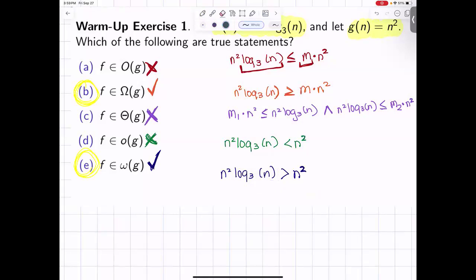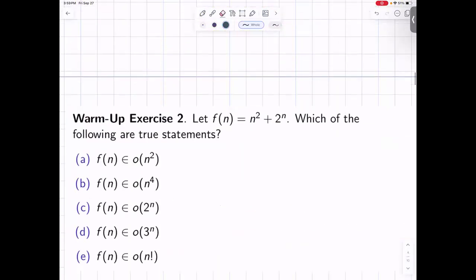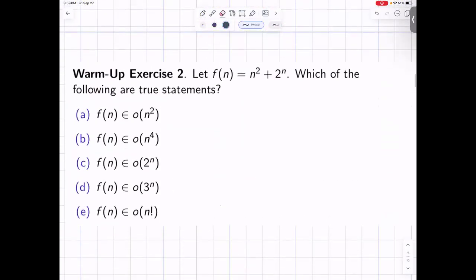Now we're going to look at one more practice question before we close out this video and move on to some theta, little o, and big O exercises. All right, so here we have another one where we have f of n plus 2 to the n, and we're trying to figure out which of the following statements are true.